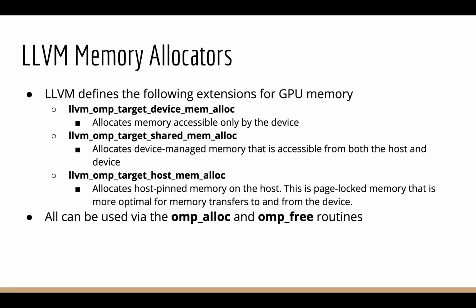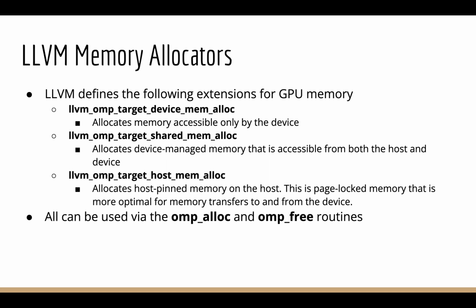Furthermore, you have llvm_omp_target_shared_mem_alloc, which allocates device managed memory that is accessible from both the host and the device. So this memory lets you write something on the host and read it from the device or vice versa. We also have llvm_omp_target_host_mem_alloc, which allocates host pinned memory. It's basically page-locked memory that is more optimal for certain memory transfers to and from the device. The reason is that if the memory can't be paged out by the operating system, it's much cheaper to set up direct memory accesses. You don't need to worry about pinning and unpinning memory for that.